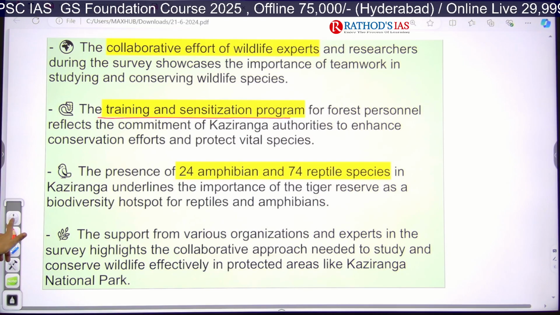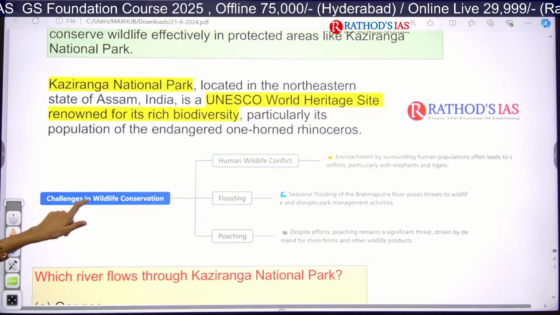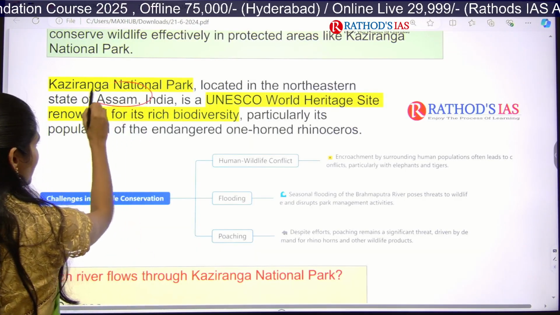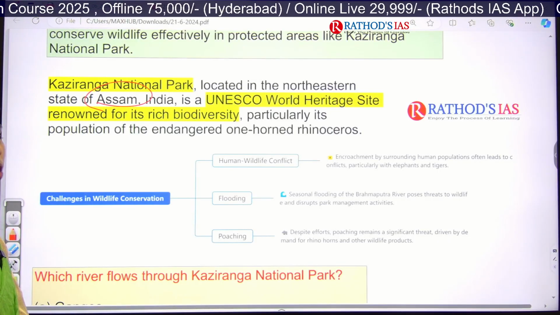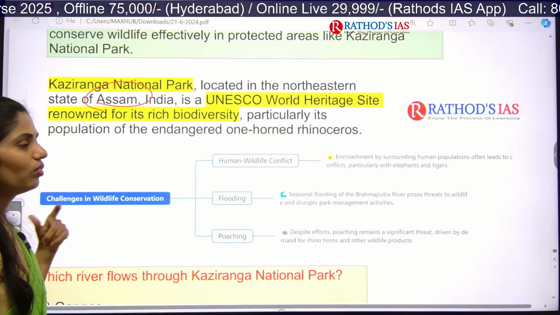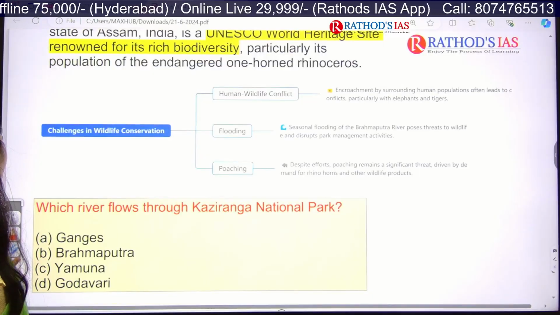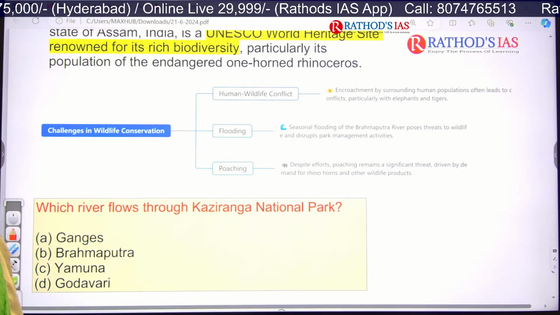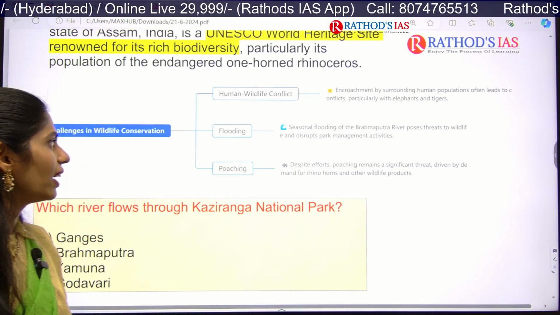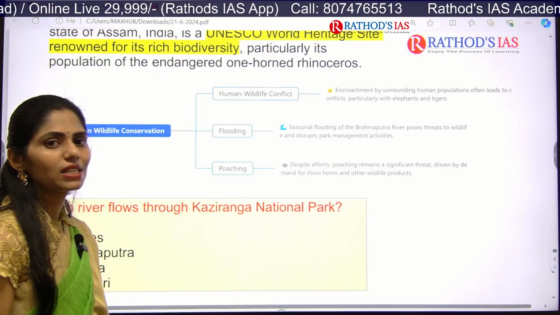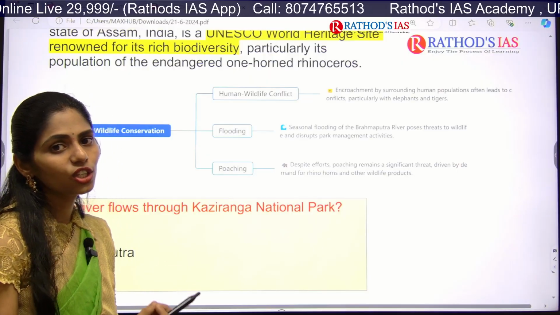And that's all. Now let us see some facts regarding this Kaziranga National Park. It is located in the state of Assam, and it is a UNESCO World Heritage Site with rich biodiversity. Now it is facing some challenges. What are they? There is an increase in human-wildlife conflict because of encroachment, especially between animals and humans, as well as tigers and humans.